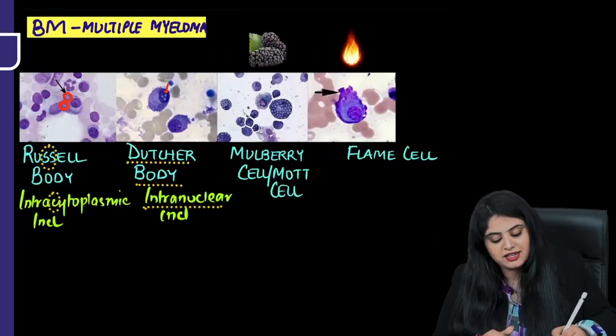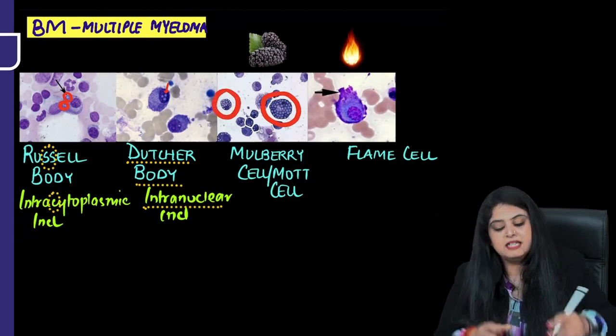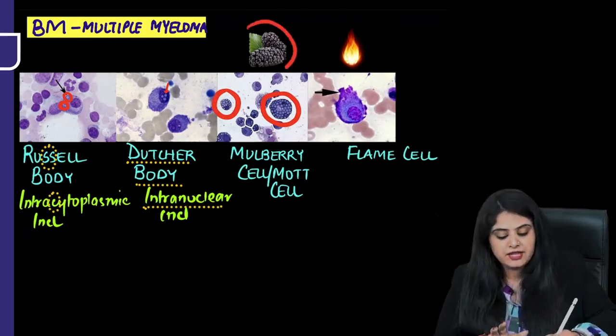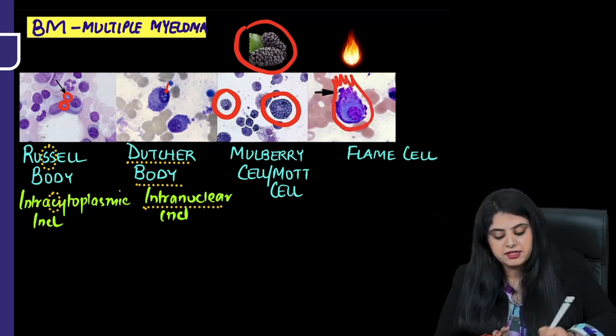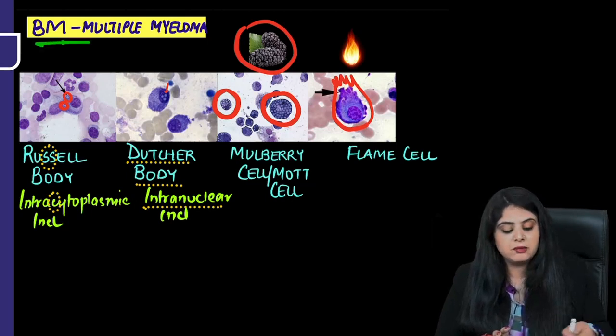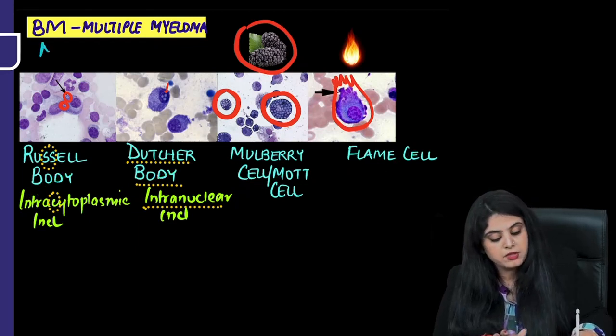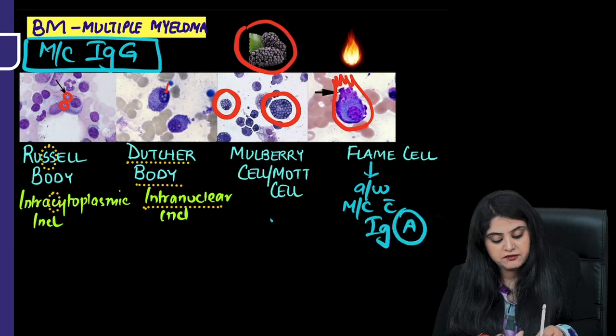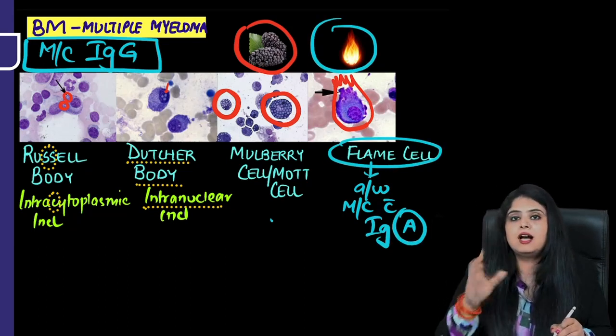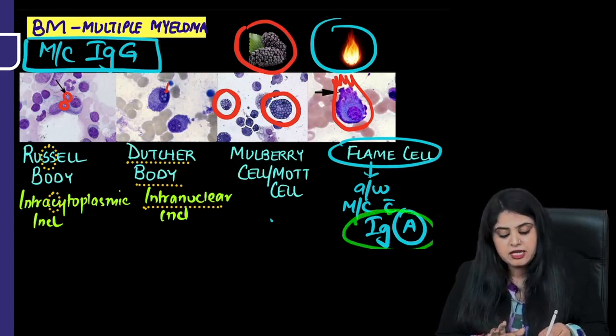But if you see nuclear and cytoplasmic, the whole inclusion, ma'am, the entire cell is only looking like an inclusion, that is known as a mulberry or a Mott cell. Or you say that this time, ma'am, the cell is on fire, that is going to be a flame cell. So what all do you see in multiple myeloma? Russell body, Dutcher body, mulberry cell, flame cell. Which is the most common antibody that gets elevated? It is IgG, but please remember, flame cells are associated more commonly with IgA. How I have learnt it is, flame means setting on fire, so the A antibody will set fire, okay? So IgA is going to result in flame cells.